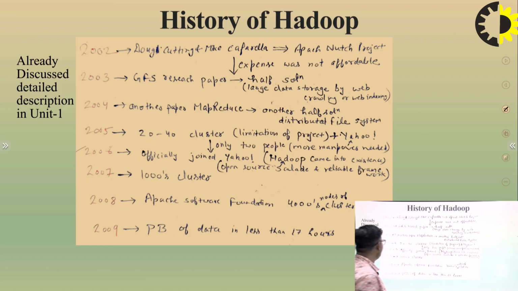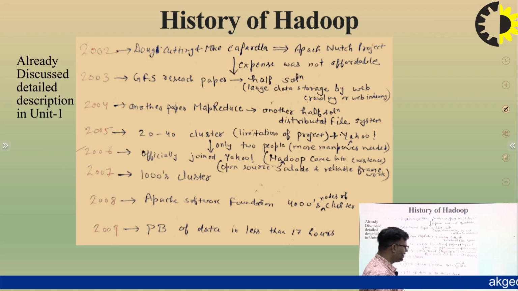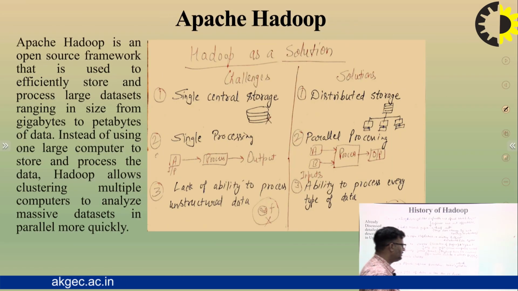In 2005, a 20 to 40 node cluster, the limitation of the project, plus Yahoo, only 2 people, more manpower needed. In 2006, Doug Cutting officially joined Yahoo, and Hadoop came into existence as an open source, scalable and reliable framework. In 2007 was the cluster. In 2008, the Apache Software Foundation developed a 4,000 node cluster. In 2009, a petabyte of data was sorted in less than 17 hours.